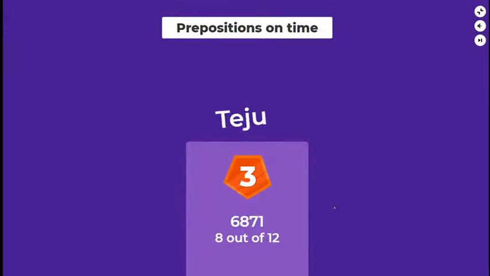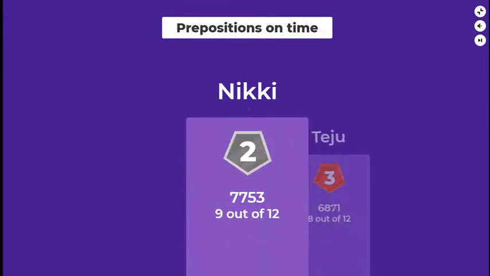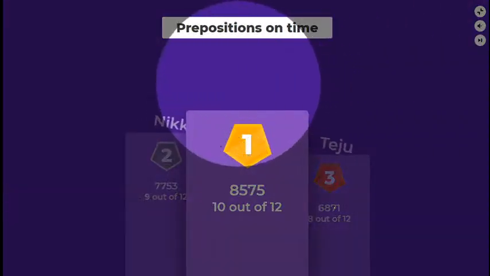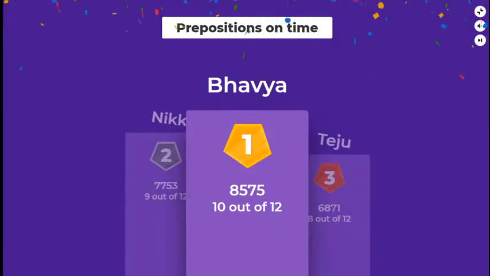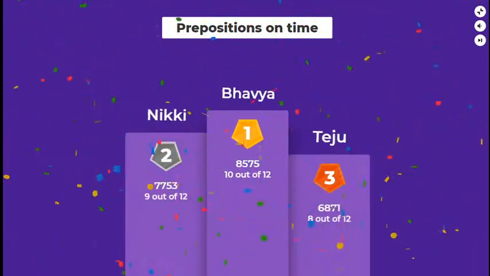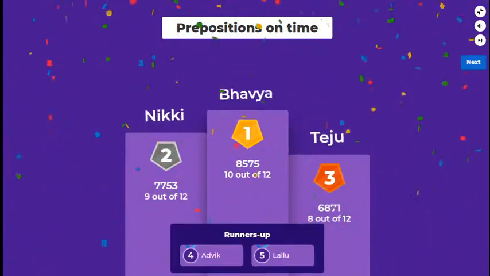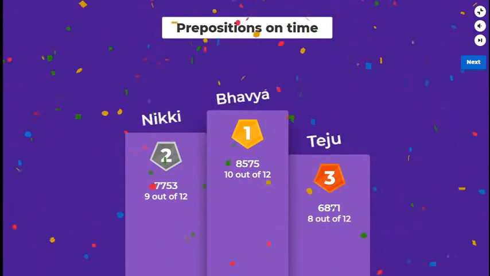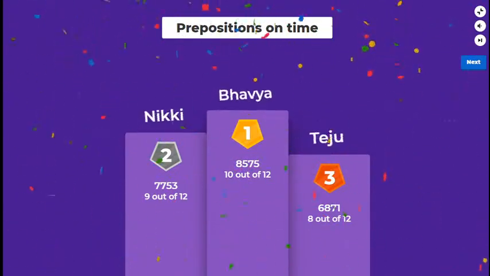Third comes Teju. Second is Nikki. And the first is Bhavya. That's very good, guys. And the runners-up are Advik and Lalu. That's very good, and I hope you all will keep it up.